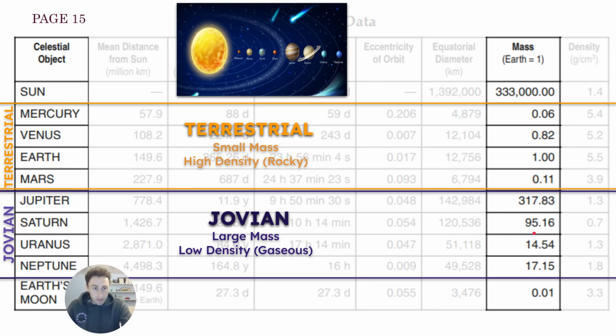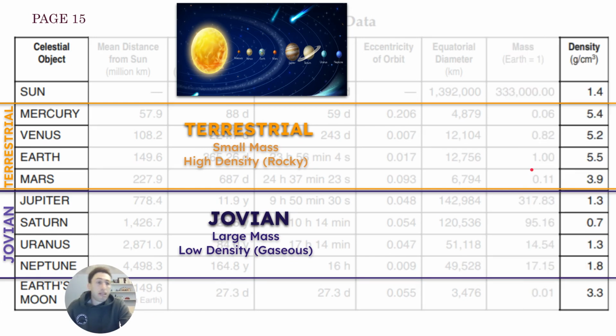You see how they have a much bigger number when compared to the terrestrial planets. However, the terrestrial planets are much higher in density. They are high density, therefore rocky. Therefore, you could stand on these planets. You could stand on Earth. You could stand on Mars.